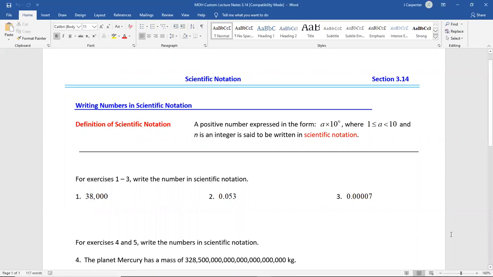Today we're going to be covering our final section of this course. This is the final section of Chapter 3, 3.14, and it is going to cover scientific notation. Last time, we only covered 3.13. It's a pretty hefty section, with a decent amount of examples.